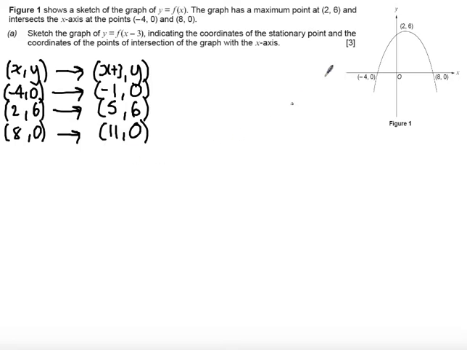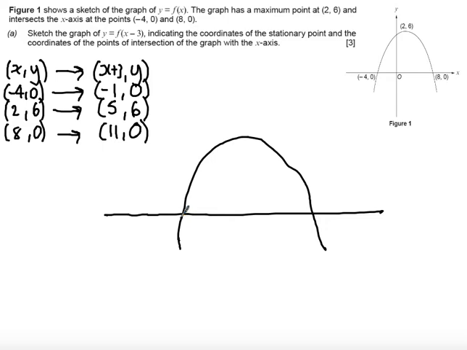So what we know in this transformation is that the shape of the graph stays the same. So there's the shape of my graph. It's going to cut the x-axis twice. The first point where it cuts the x-axis is going to be (-1, 0). The second point is (11, 0). Now the y-axis is therefore going to be quite close to this point (-1, 0). We don't know what this point is, we haven't been asked for it anyway, and then we just want to mark the maximum as (5, 6). Okay, so that's our transformation done.